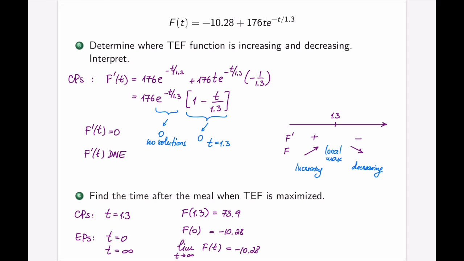So before eating, my metabolic rate was at negative 10.28. After a long time after the meal, my metabolic rate is again at minus 10.28. So this suggests to me that this is in fact my resting metabolic rate, and that is what my body needs to spend just to sustain life. Whereas obviously this number is bigger than either of these two, and this is going to be, in this case, my global maximum.